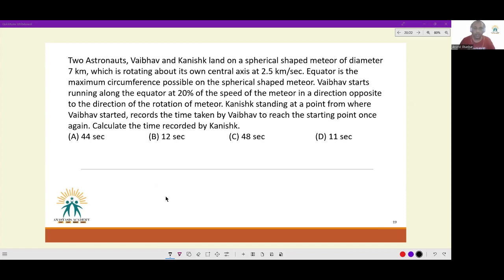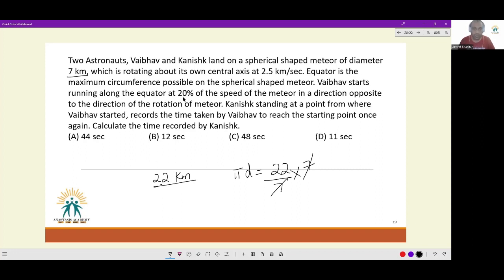All we need is what is the distance that Vaibhav had to run. He has to run one full circumference. Diameter is given as 7. So the length that he has to cover is pi d, which is 22 by 7 into 7, cancel. He has to cover 22 kilometers.